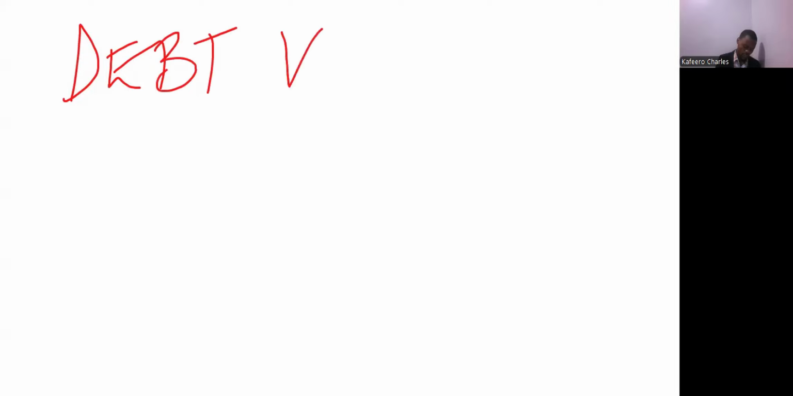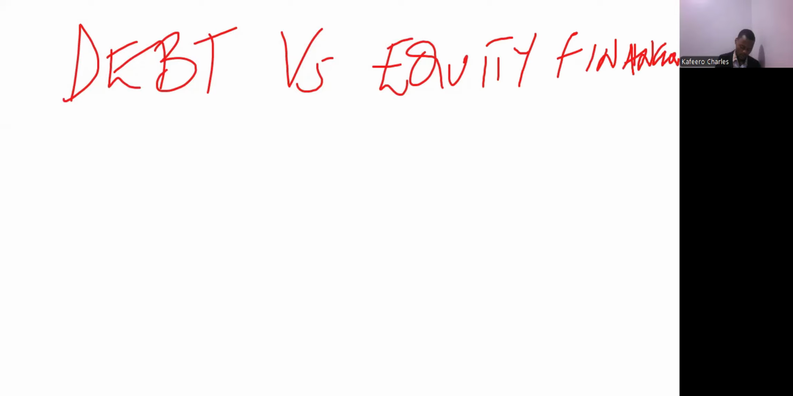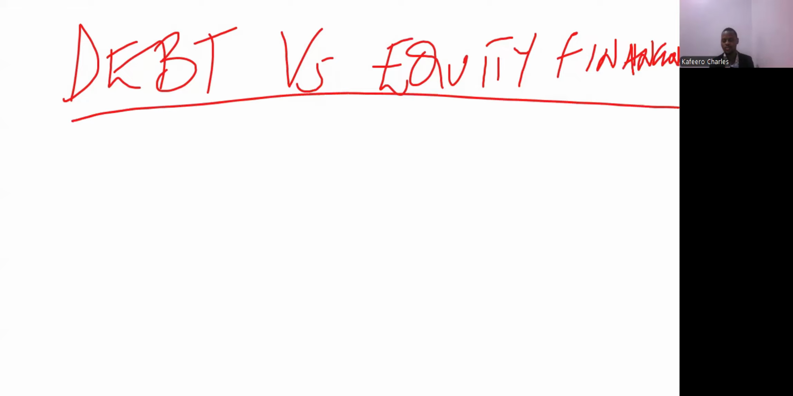Debt finance versus equity financing. In other words, we are still looking at the arguments of us having both debt and equity in our capital structure, having them at the same time. What is the argument behind it?